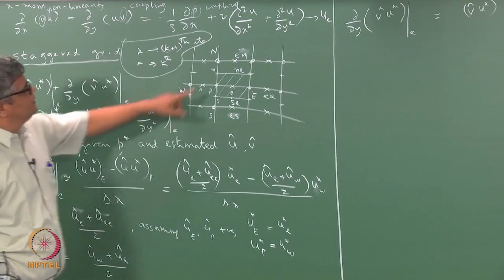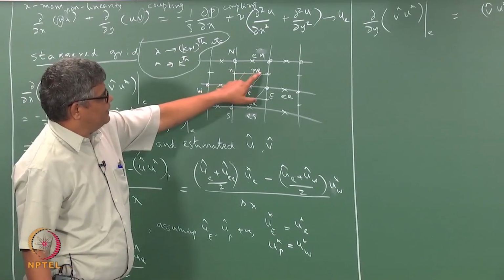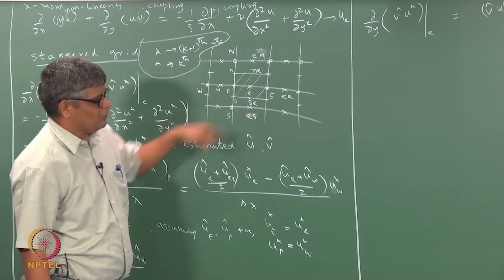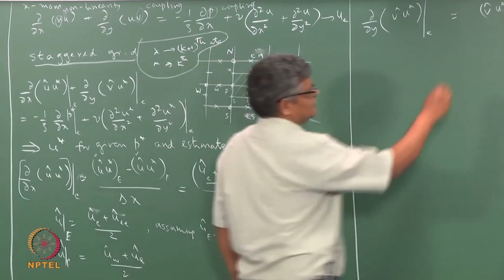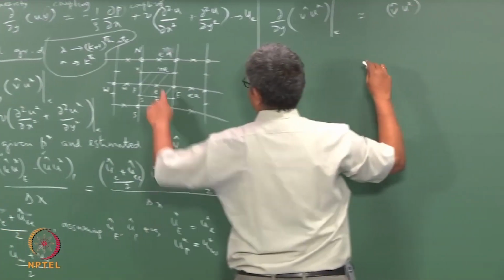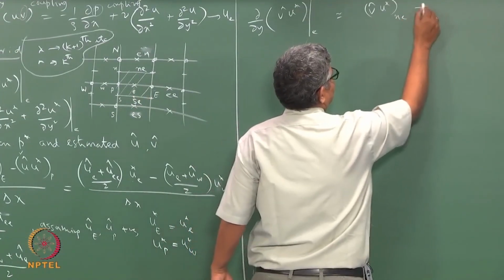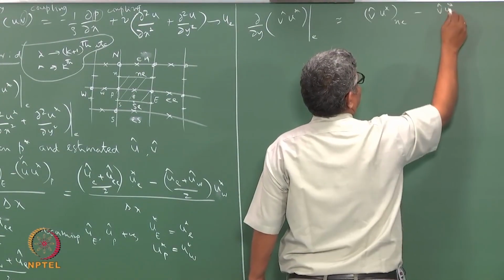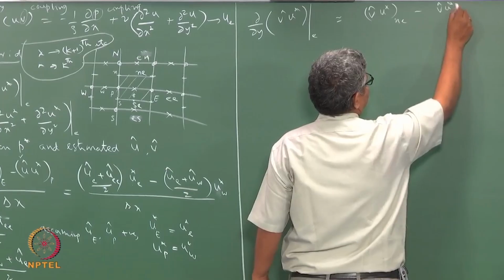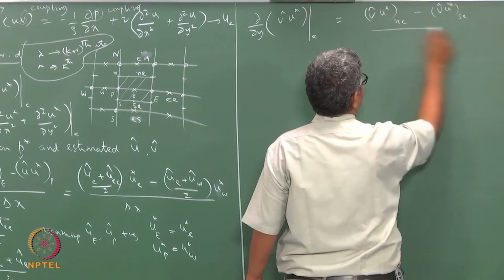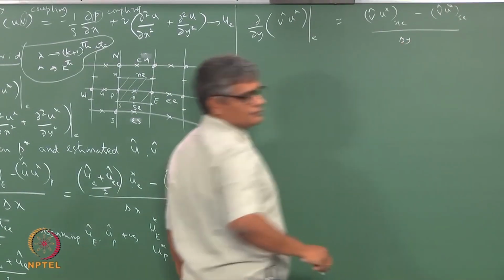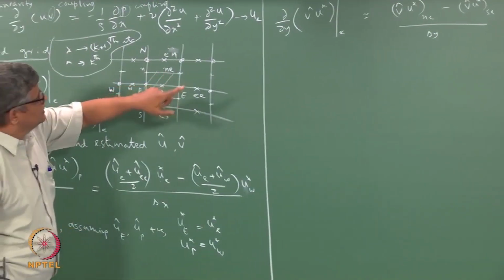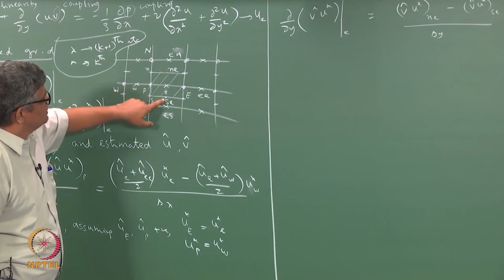So let's call this the north face for point small e, and then the south face for point small e. So we can put this as v hat u star at ne minus v hat u star at se divided by delta y. Okay. So now we have to evaluate what is u star at this point and u star at this point here.